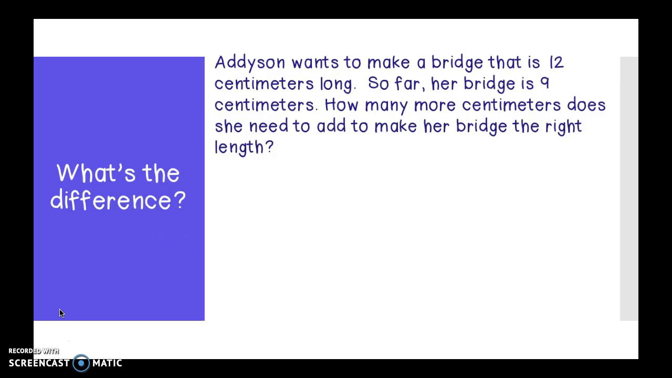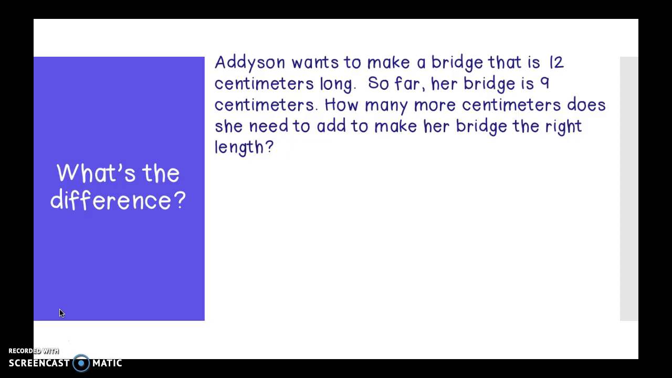For example, Addison wants to make a bridge that is 12 centimeters long. So far, her bridge is 9 centimeters. How many more centimeters does she need to add to make her bridge the right length? All right, so when I read this problem, I want to know what's the difference between what she wants to make versus what she already has? This is a comparing problem. It's not a subtraction problem. It's not an addition. It's how could I compare them? And I can use addition or subtraction to figure out my answer.